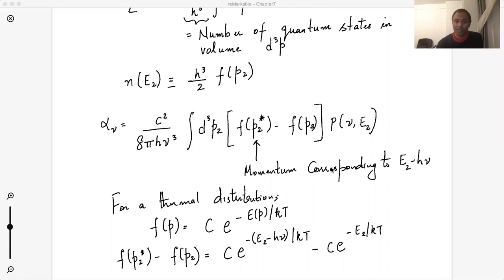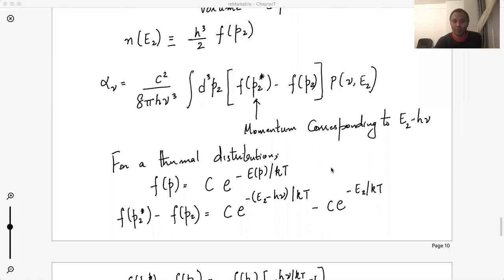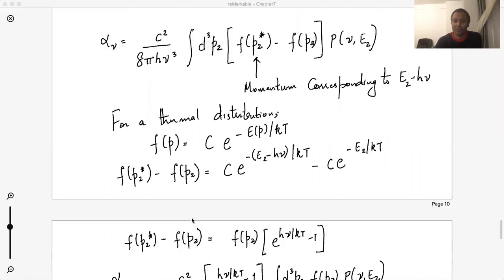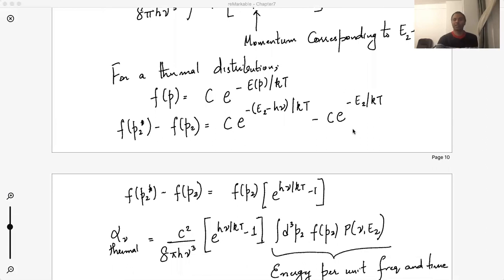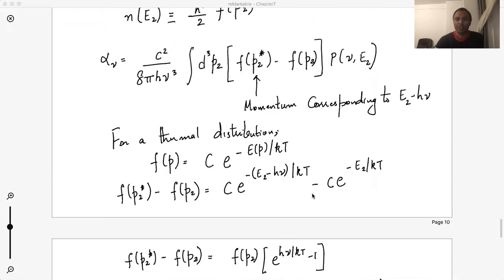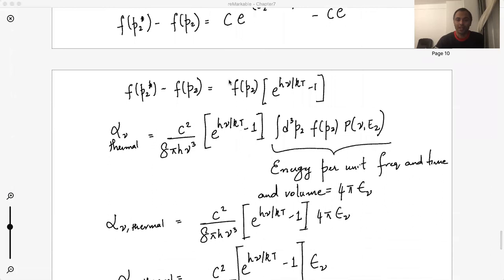Okay. Now let's check if we have made some horrible mistake. You can always do that by putting in a thermal distribution, in which case you should get back Kirchhoff's law. So for a thermal distribution, f of p is some constant c times e to the power minus the energy corresponding to that momentum divided by kT. So f of p2 star minus f of p2 is basically going to be this here. I can take f of p2 as a common factor, and I'm going to end up with e to the power h nu by kT minus 1. If I put that into this integral, I get this expression here.